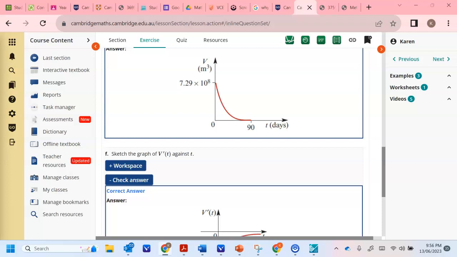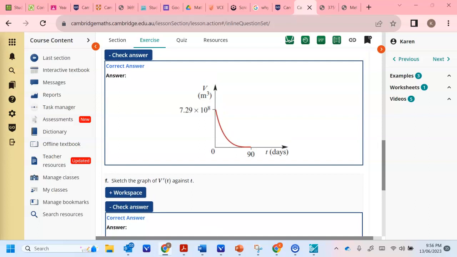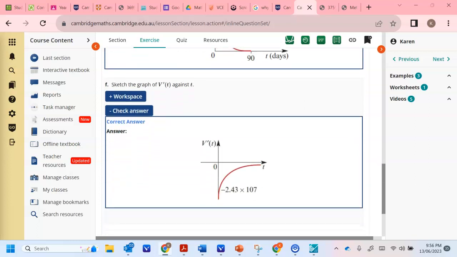And you can actually see, if you thought about going down this V versus T graph as if it was a slide, it's very steep at the beginning and then it kind of flattens out like a slide usually is. Okay, so that's why we're right down here. And then it gets closer and closer to 0.